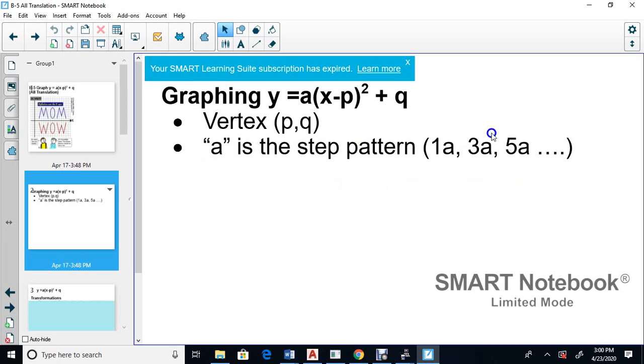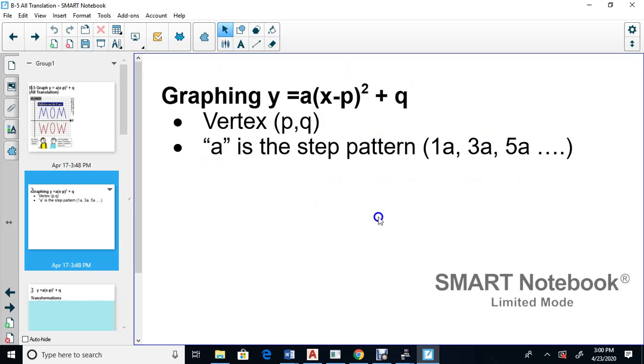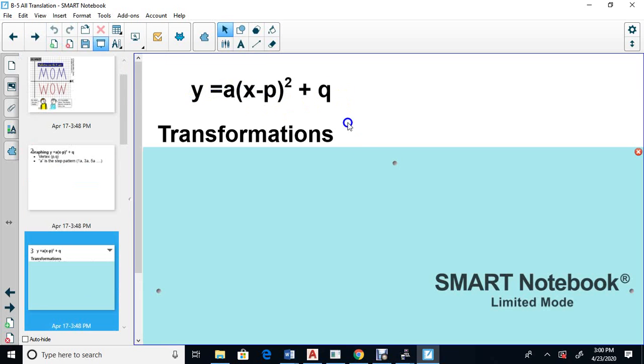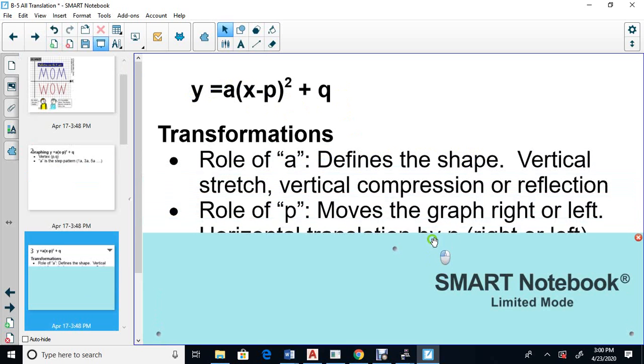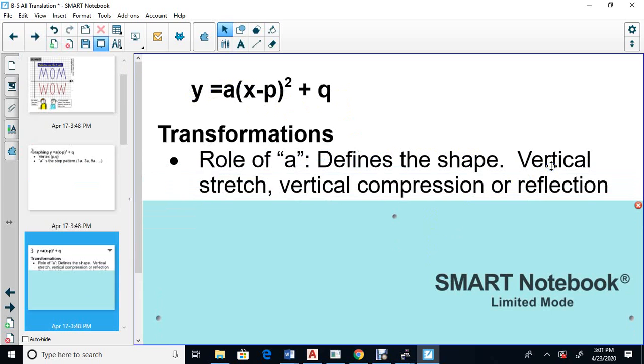Now, if you didn't understand this a before, you have to go back a couple of lessons to make sure you understand this a before we do it. Okay. Now there are going to be transformations, so let's go over them. Role of a, it defines the shape. We have a number of things a does. It does a vertical stretch, vertical compression, or reflection, and that was one of our first transformations that we learned.